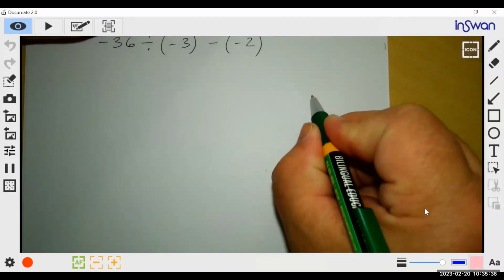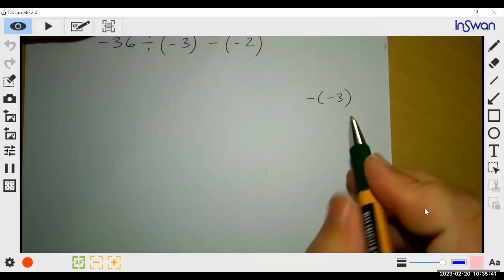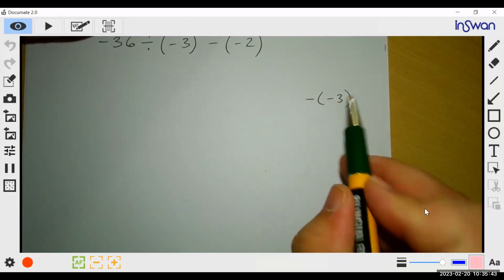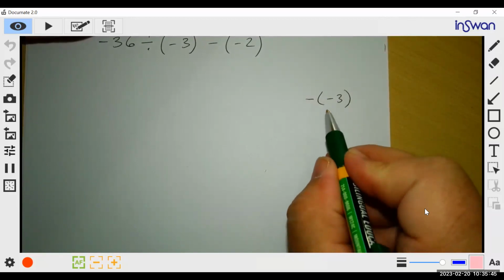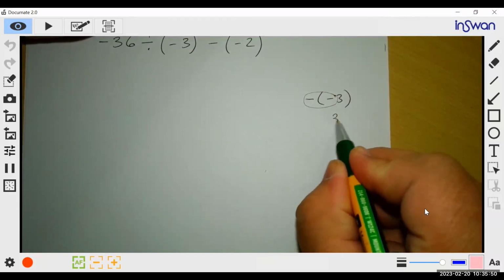Okay, so if you have two signs next to each other, like this, if they're the same sign, it becomes what? A positive. So the answer is 3.